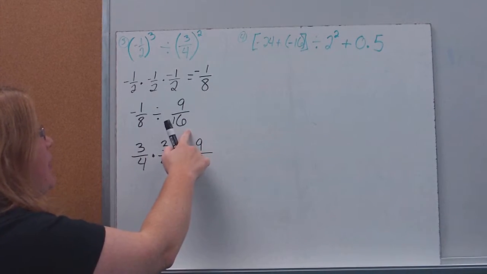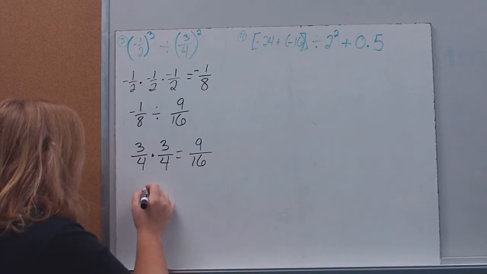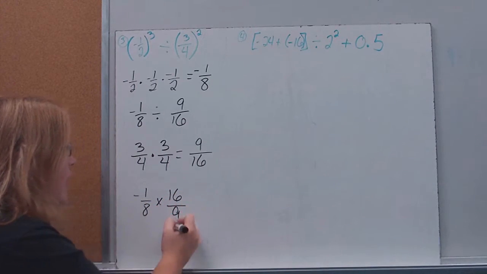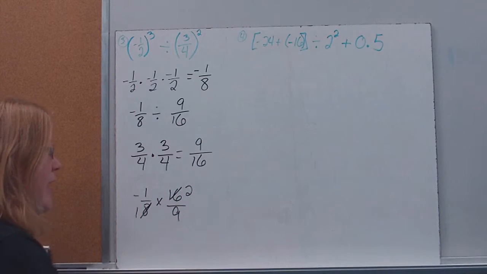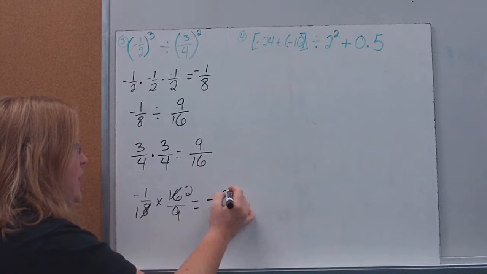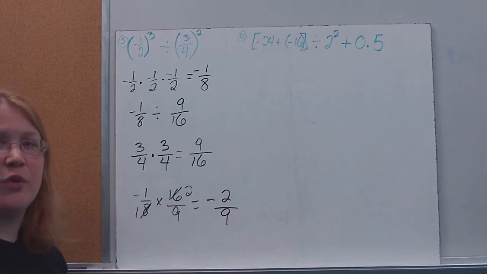Now I just have a simple division. Remember, how do we do division? We're going to rewrite it by multiplying the inverse. Here I notice I can simplify first. 8 and 16 are both divisible by 8. I have one negative, so my answer is negative. 1 times 2 is 2. 1 times 9 is 9. I wind up with negative 2/9.